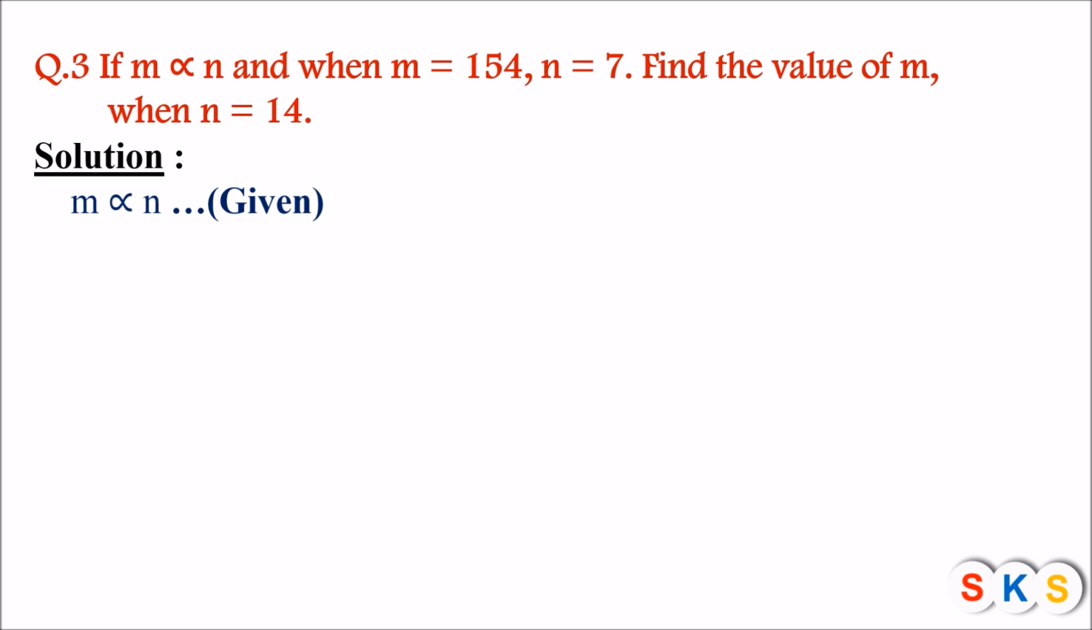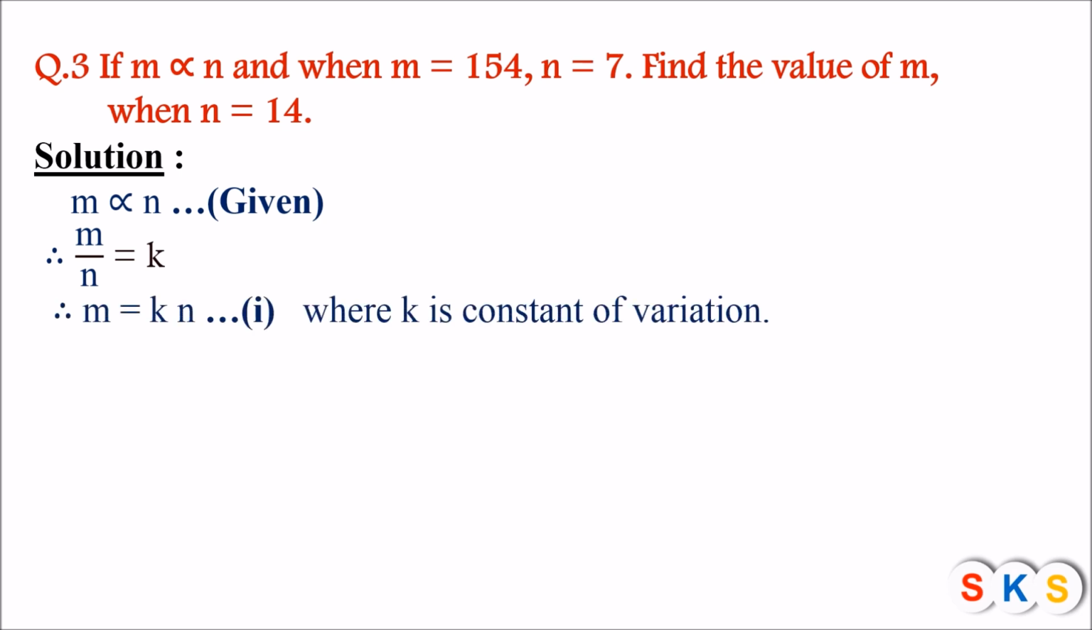And what is the rule of direct variation? The ratio is constant. The ratio of those two quantities is constant. That means the ratio of m and n is constant. Here the first quantity is m and the second quantity is n. So m upon n equals k. Now we can shift n to the other side of the equal sign. So we will get m equals kn, and k is the constant of variation.